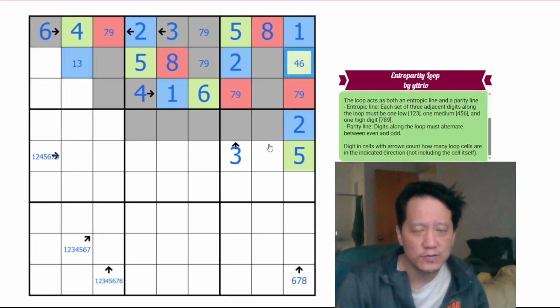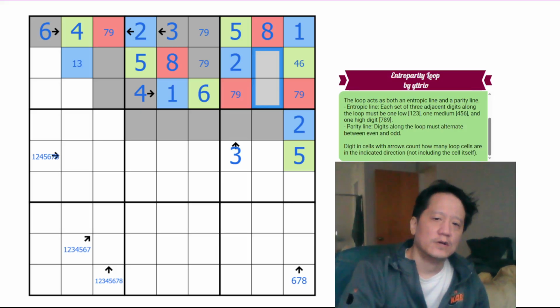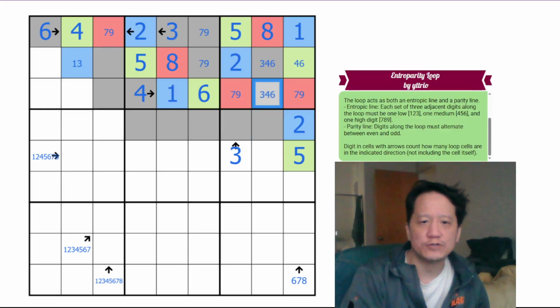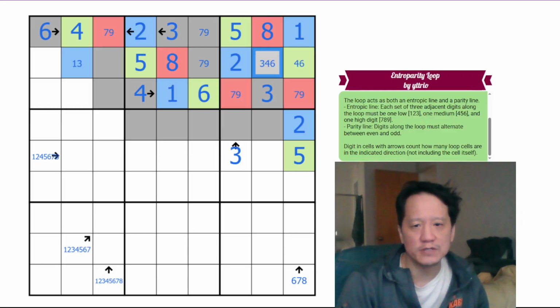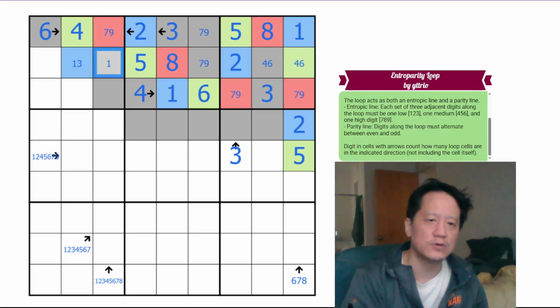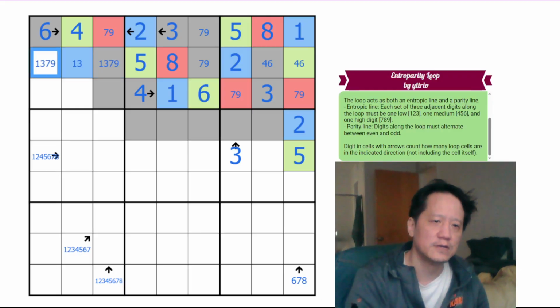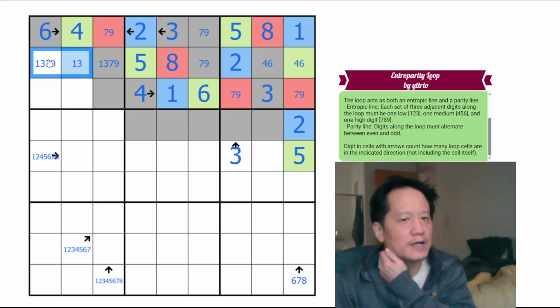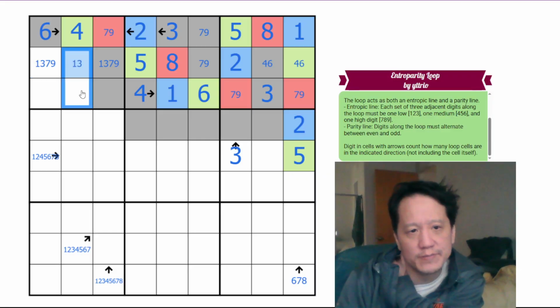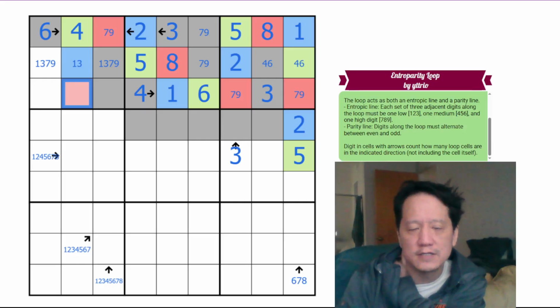Low. 4 or 6. Remaining digits in box 3 are 3, 4, and 6, and this cannot be 4 or 6 because of the 4 or 6 in the row, so that's 3, which makes this not 3. This is 4, 6. Remaining digits in row 2 are 1, 3, 7, 9. So this blue cannot go this way because it cannot be a high even digit, so it must be this way. So this is a high even digit, and it's 8.